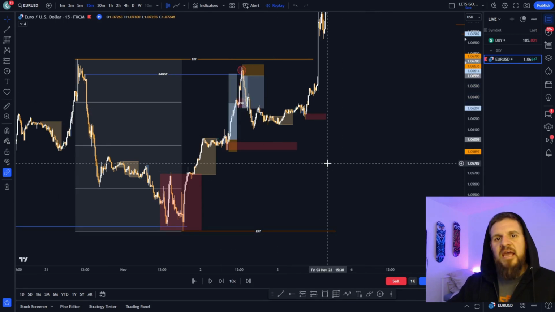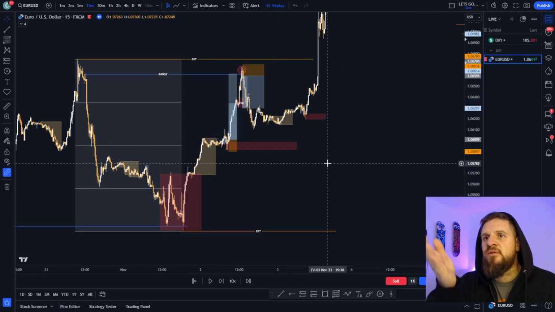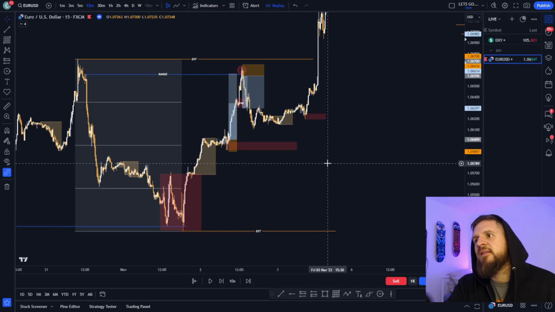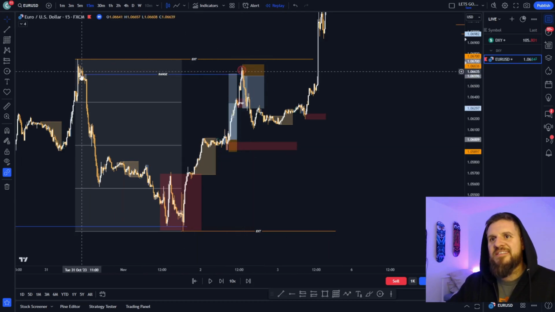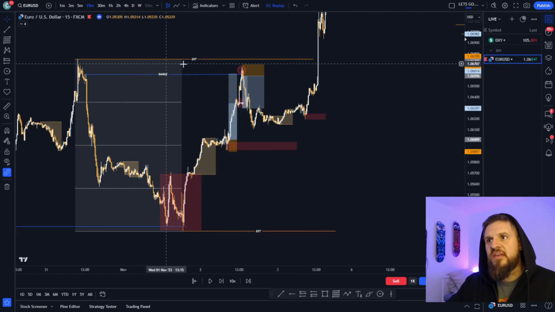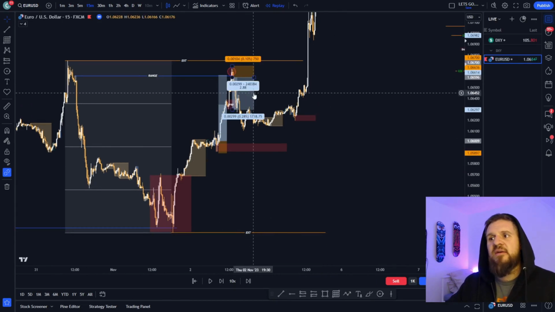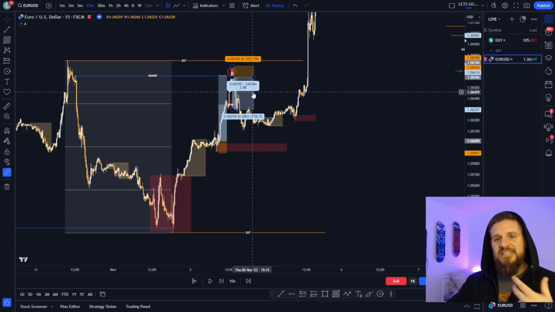Knowing that the area that is created in New York when it opens is highly likely to be swept, when you've got other manipulations like range liquidity being taken out here, which is the last high in a range before the external high, that is now a really safe and valid trade. So I'd advise you all to go and test this out.